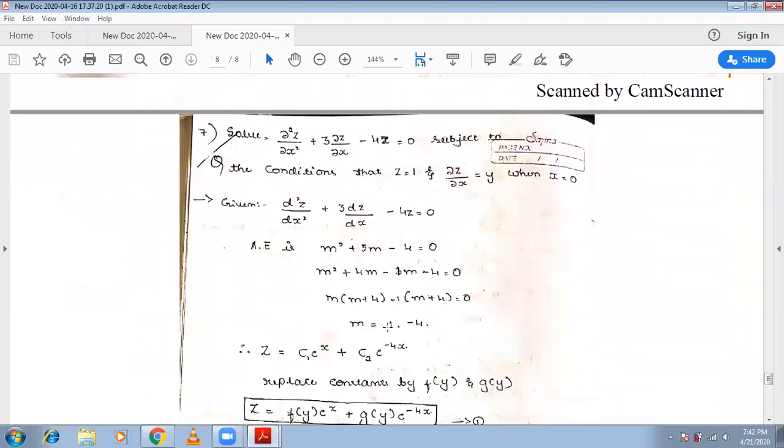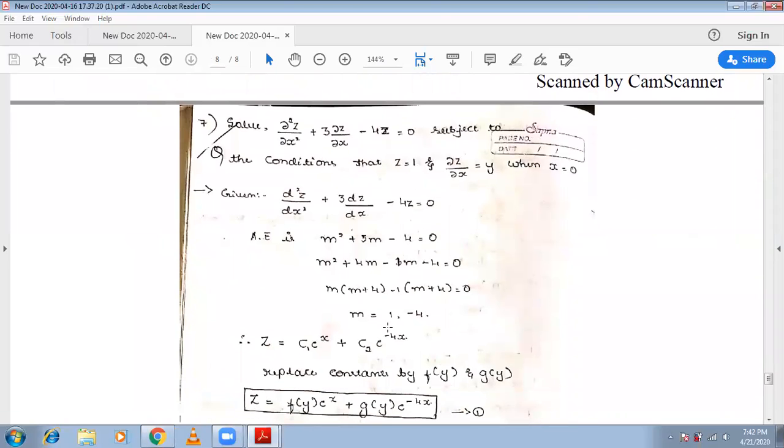See the last problem. This is also a question paper problem. Here they have given the quadratic equation ∂²z/∂x² + 3 ∂z/∂x − 4z = 0, subject to the conditions that z = 1 and ∂z/∂x = y when x = 0. First write the partial differential equation in terms of D, because the whole equation involves a single independent variable x.